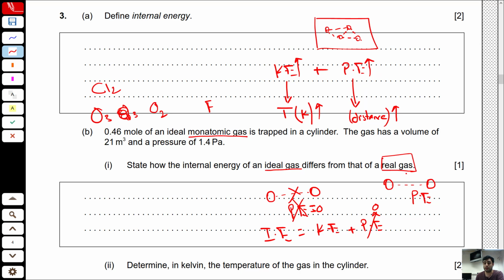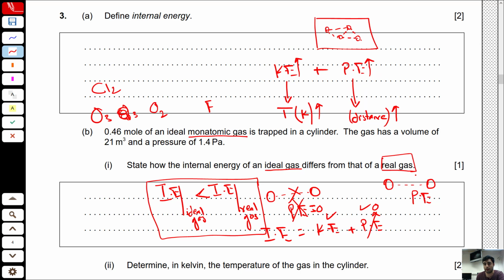Whereas for a real gas, both of them exist. So obviously, for a real gas, the internal energy is bigger than that of an ideal gas. So we will say the internal energy of an ideal gas is smaller than the internal energy of a real gas, because in a real gas we also have to take into account the existence of potential energies due to intermolecular forces of interaction between the particles. All gases are real gases in nature. There is no such thing as an ideal gas, it is only imaginary.